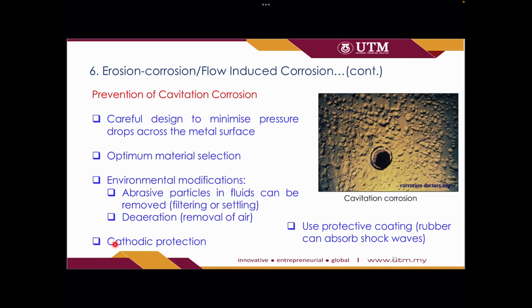So this may ensure that the liquid entering your system is clean liquid or gases. And besides, you can apply cathodic protection in the system. For example, you allow your pipe to become a cathode through a sacrificial anode, sacrificial cathodic protection, or SCCP. Okay, and also you can use coating to avoid this kind of cavitation corrosion. For example, rubber can absorb the shock wave. So you can apply a soft coating on the surface of your metal.